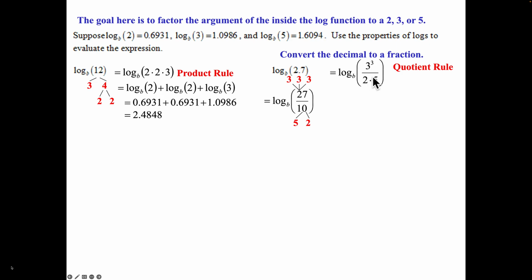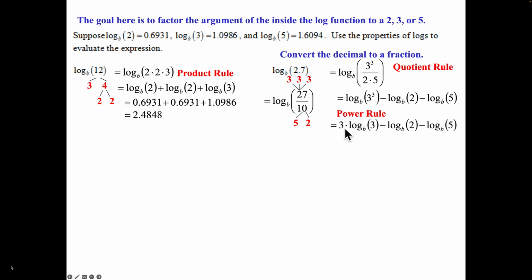So remember what the quotient rule said. Whoever is on the top is a positive log or a plus log. Whoever factors are on the bottom is a minus log. So log base b of 3 to the third power minus log base b of 2 minus log base b of 5. That's your quotient rule. Then your power rule says, hey, look, check out that exponent of 3 there on your base. Move that 3 out to the front of the log, and we're going to multiply it. Now, I always put a dot there, just to indicate my multiplication, to kind of separate these two.